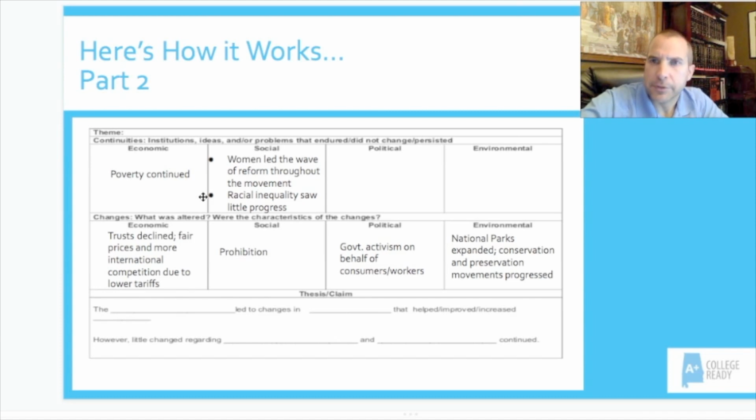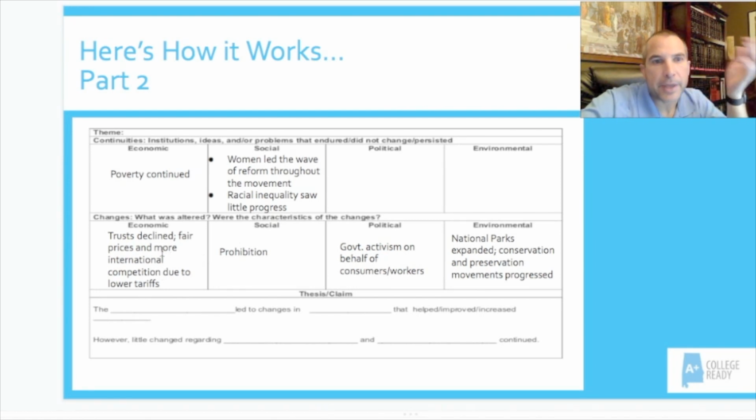Sometimes it's more difficult to pick out the continuities, because we sometimes can't see the consistent trends. We can see the changes more easily because they jump out: oh, this is new, this is different. But this kind of steady continuity often is very difficult to find.